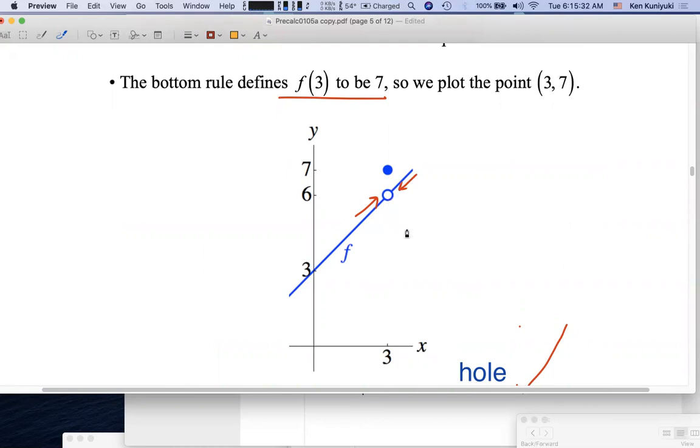Whether or not they meet. So we're not being very romantic. We don't care if they meet or not. What matters is that they're approaching each other. So the limit of the function as x approaches 3 is 6, even though the point (3, 6) itself is not on the graph, the point (3, 7) is.